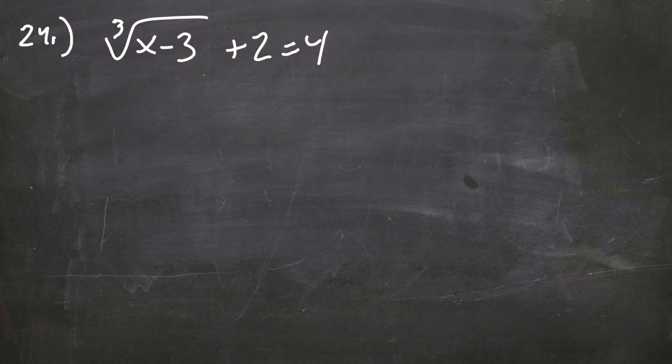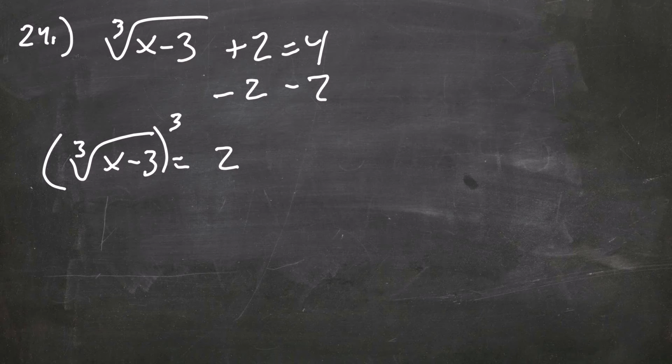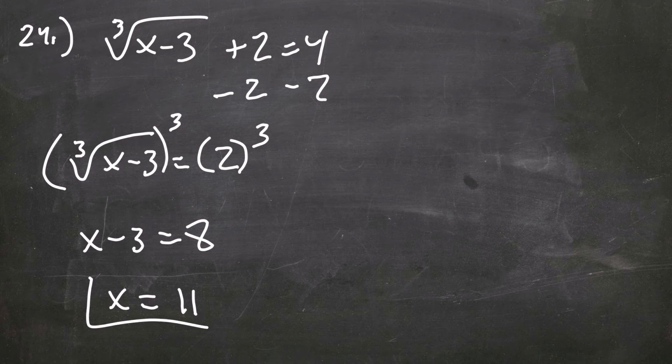Alright, 24. We have the cube root of x minus 3 plus 2 equals 4. Same concept. I'm going to get rid of the addition first. I have the cube root of x minus 3 equals 2. I cube both sides. I get x minus 3 equals 8. I add 3 to both sides. I get x is equal to 11.